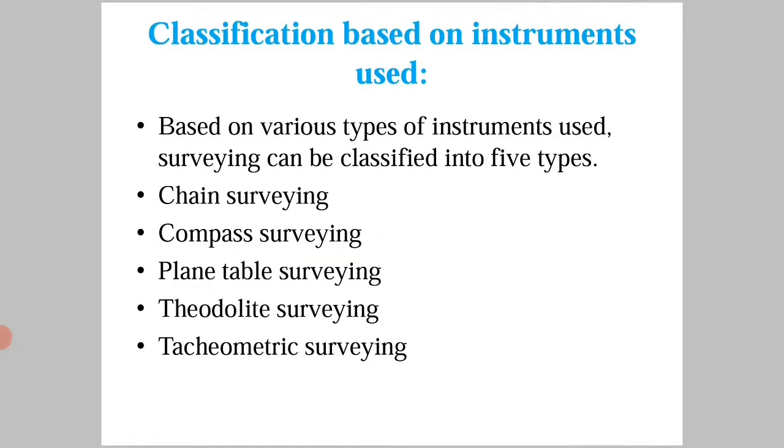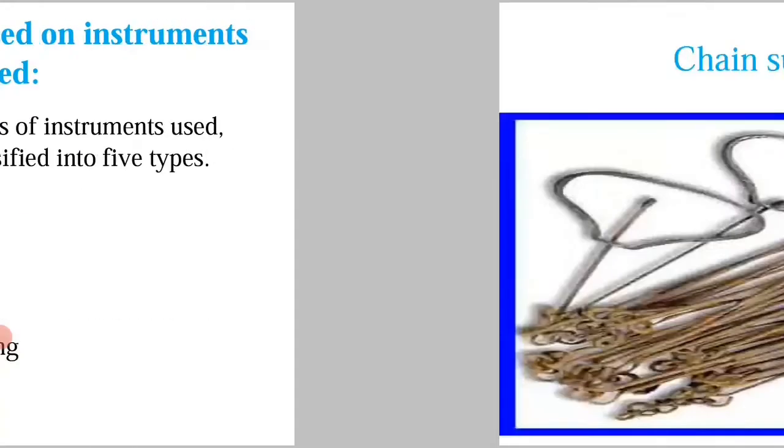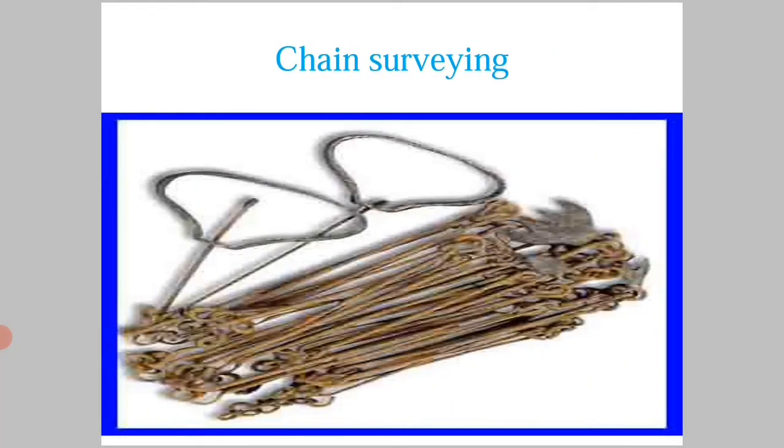Right? The next is the classification based on instruments used. So which types of instruments are used in surveying? Based on the various types of instruments used, surveying can be classified into 5 types. First is chain surveying, then compass surveying, then plane table surveying, then theodolite surveying, and tachometric surveying. Okay, so first of all we will see chain surveying.